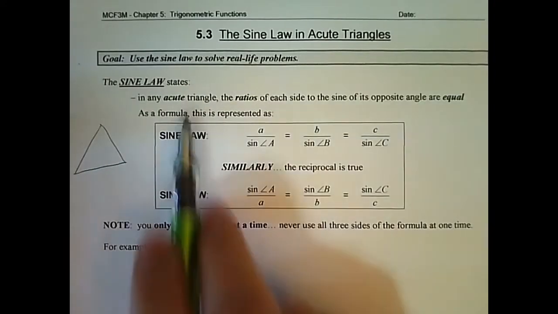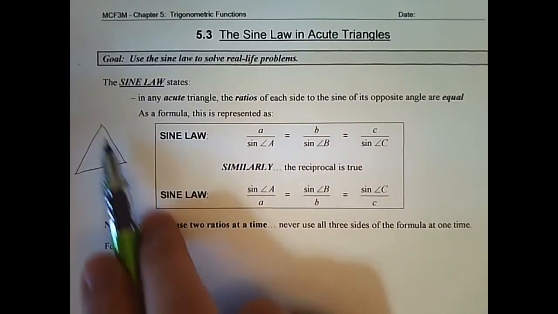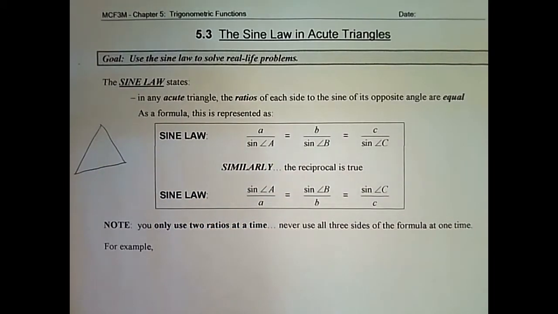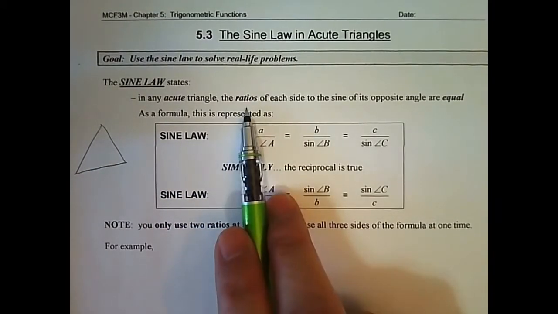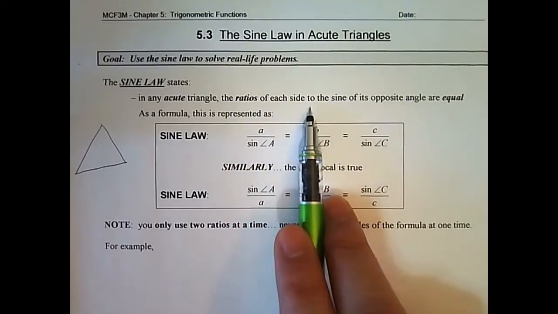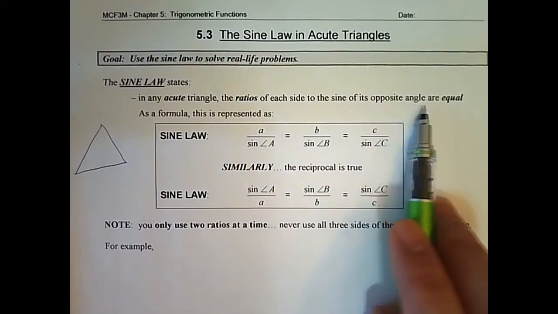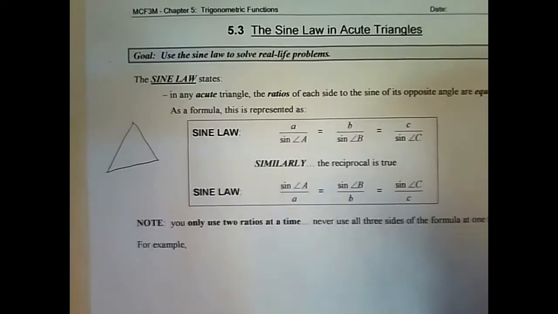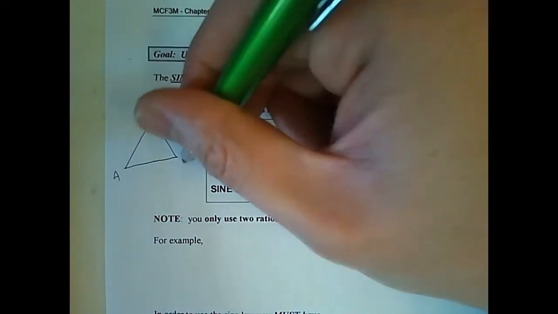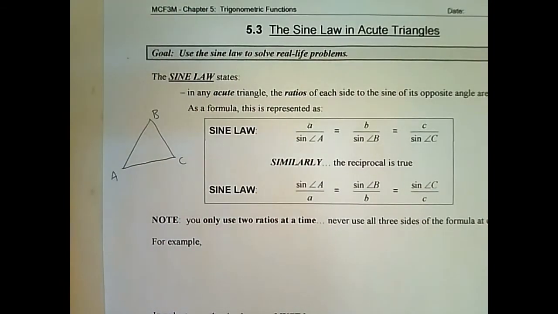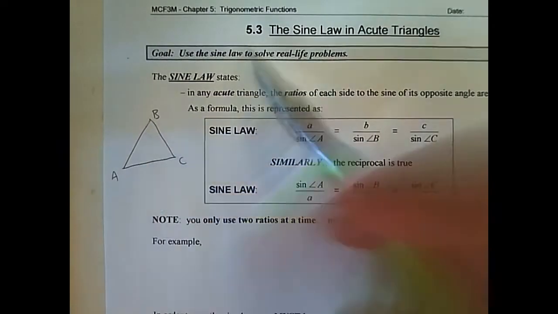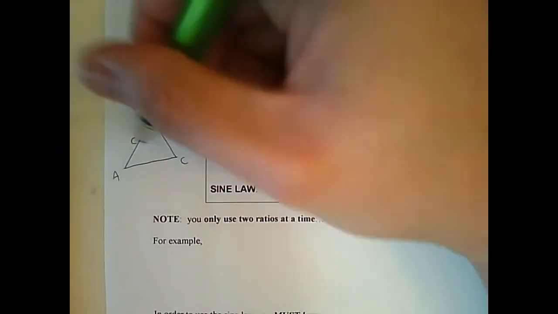So in any acute triangle, meaning one without a 90-degree angle, where all of the angles are less than 90 degrees, the ratios of each side to the sine of its opposite angle are equal. And it's represented by this formula. If I have letters A, B, and C here, these are angles: angle A, angle B, angle C. And across from them are the same letters, just in lowercase.